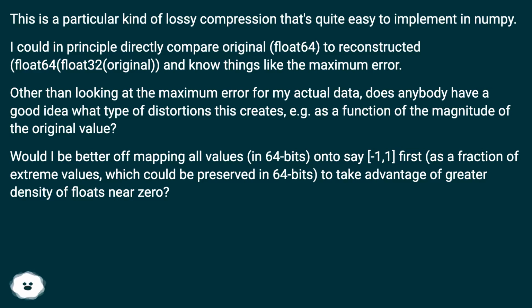Would I be better off mapping all values, in 64 bits, onto say -1 to 1 first, as a fraction of extreme values, which could be preserved in 64 bits, to take advantage of the greater density of floats near zero?